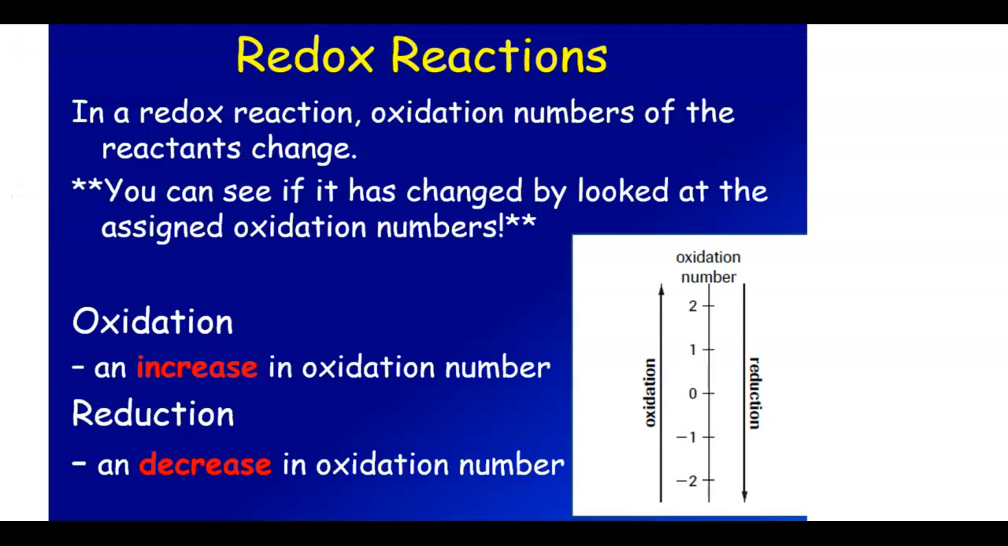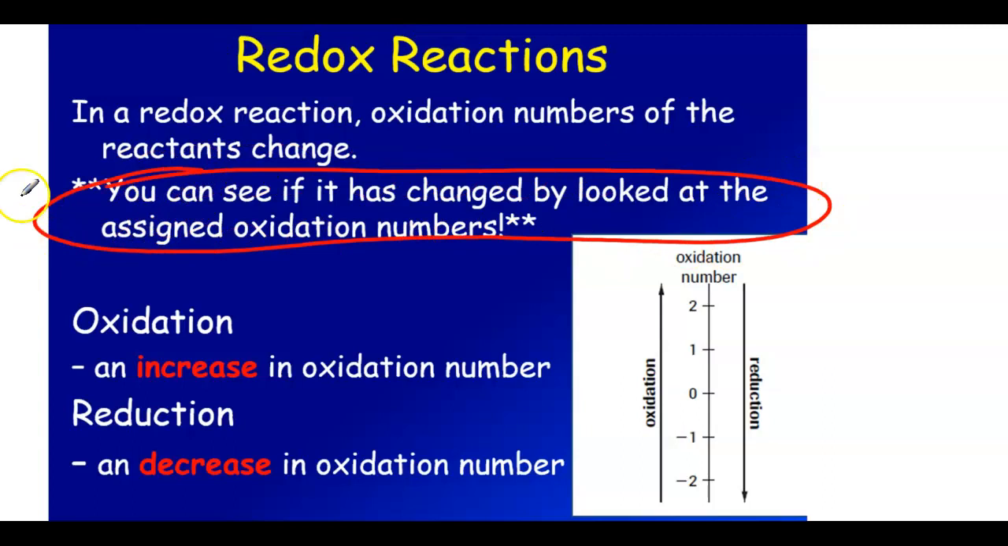Okay, so what happens in a redox reaction? We've already mentioned this. So you have oxidation and reduction. And of course, how are you going to know this is happening? You look at what is changing in the oxidation numbers. That's actually why we do it. So when you assign oxidation numbers to the reactants and products in a reaction, you can see what's changing.